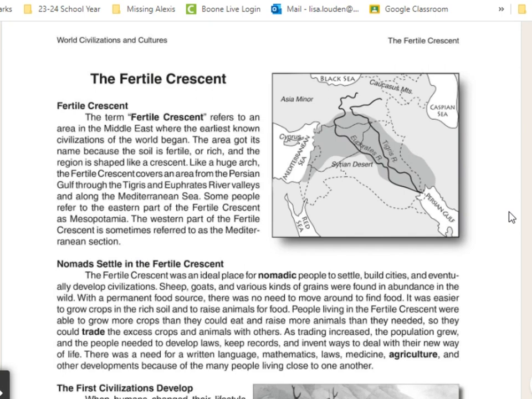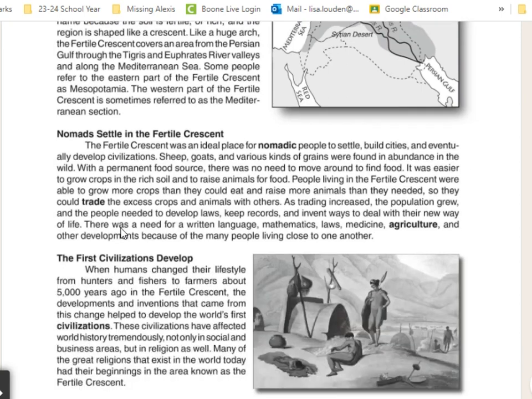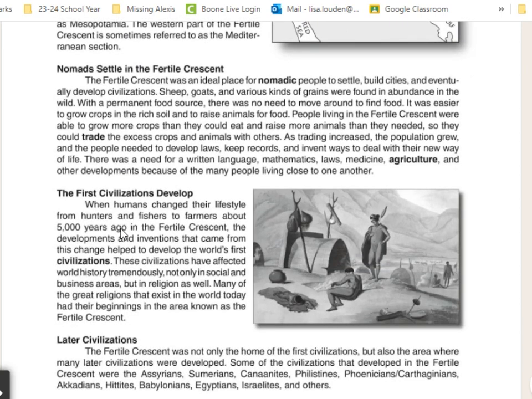Some people refer to the eastern part of the Fertile Crescent as Mesopotamia. The western part of the Fertile Crescent is sometimes referred to as the Mediterranean Sea. Nomads settle in this Fertile Crescent. The Fertile Crescent was an ideal place for nomadic people to settle, build cities, and eventually develop civilizations.